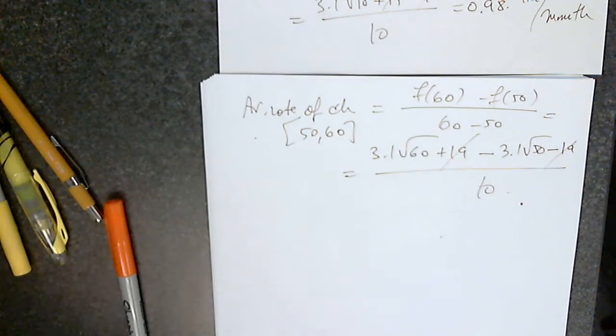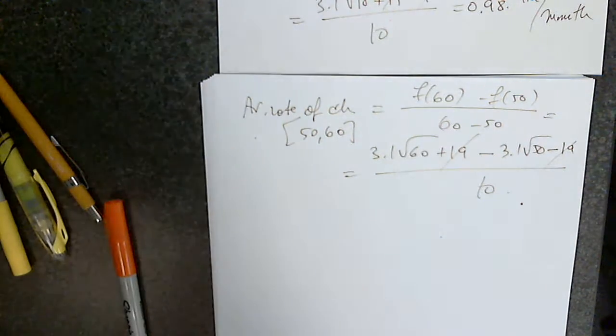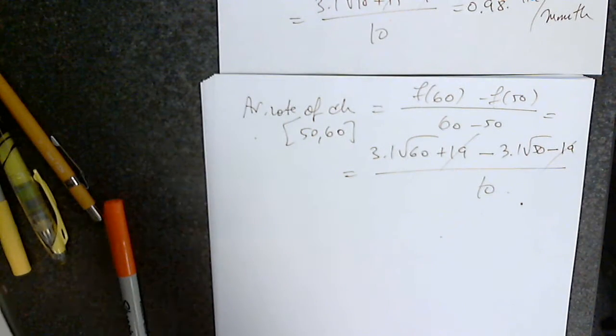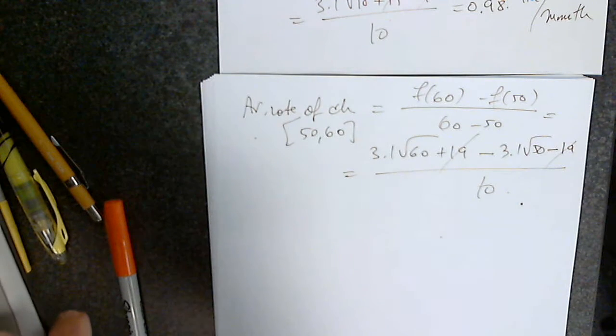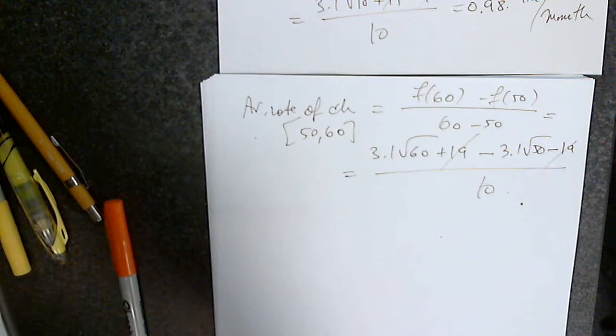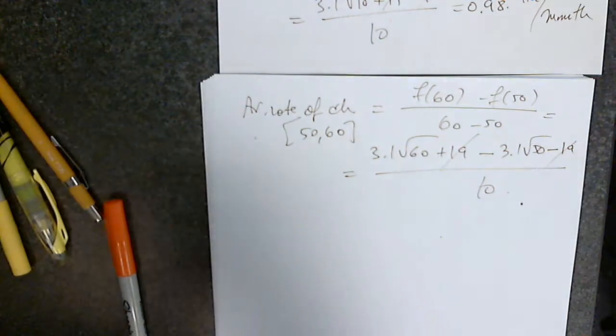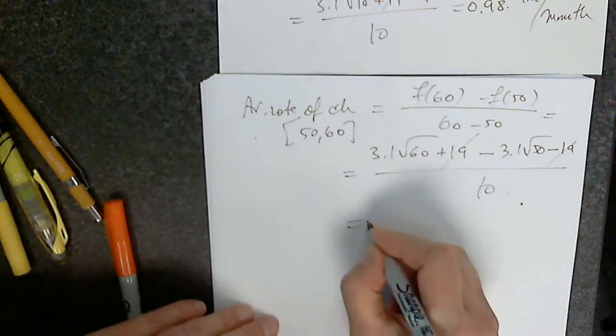So I will calculate 3.1 times the square root of 60 minus 3.1 times the square root of 50. Any questions? Divided by 10, I got roughly 0.21 measurement unit.